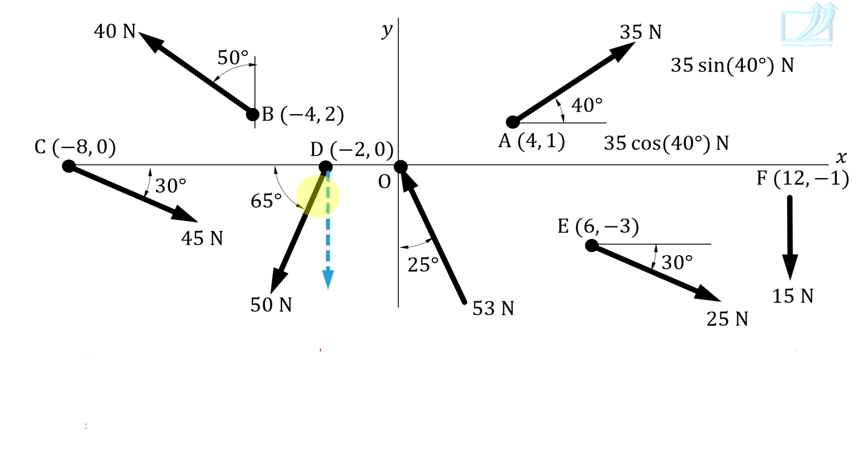Downwards doesn't mean below the x-axis. Downward means its direction is downwards. This 53 Newton force is upwards. This 25 Newton force is downwards.